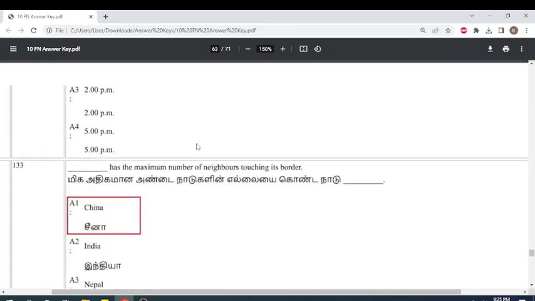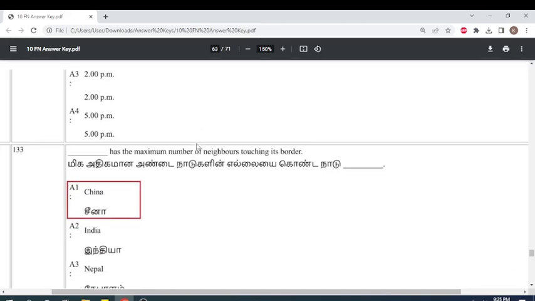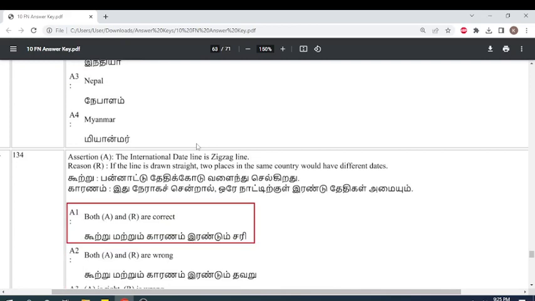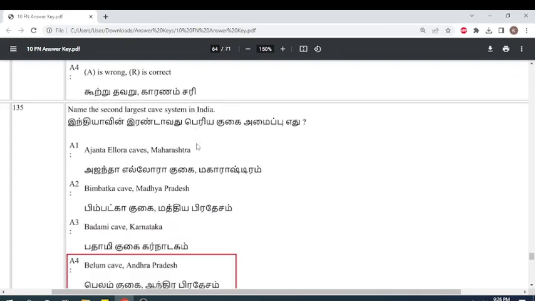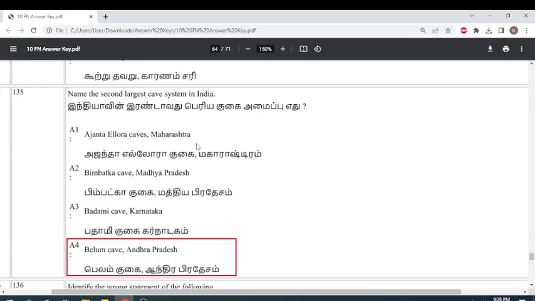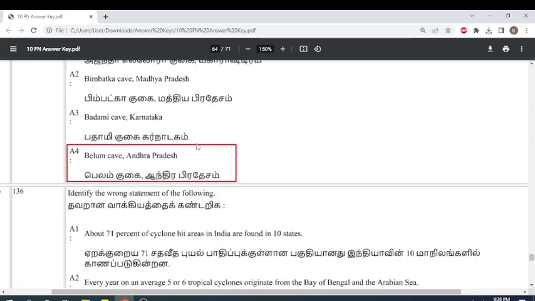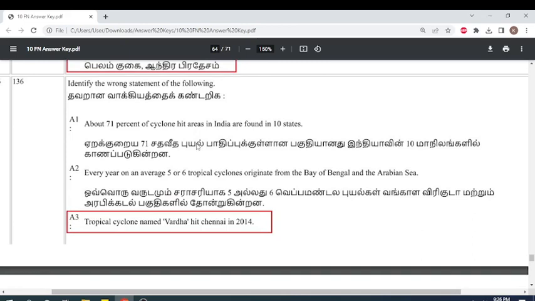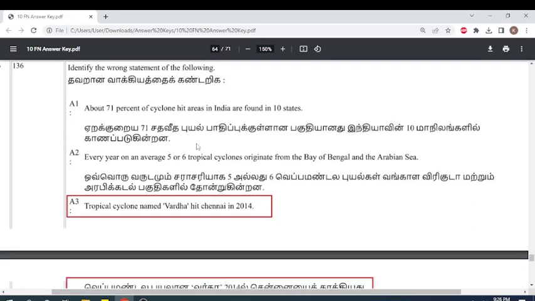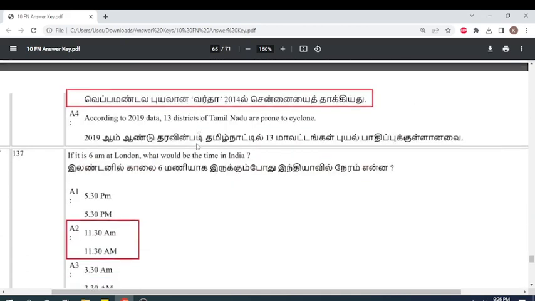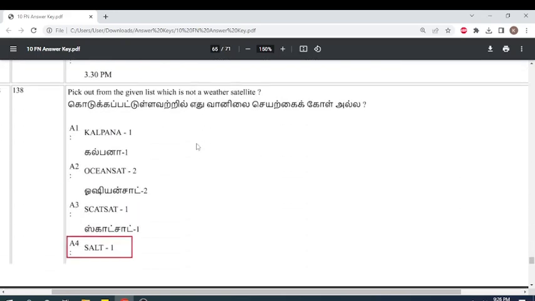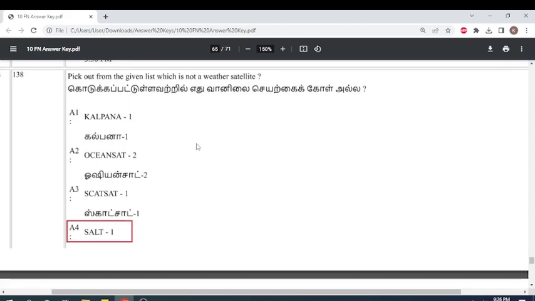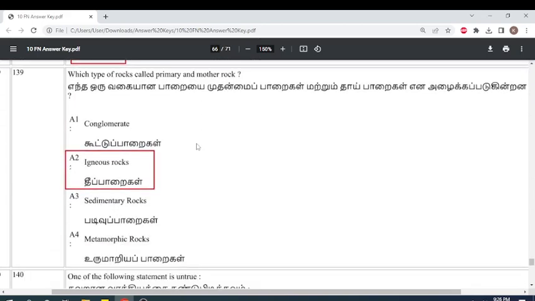133 question answer A1. 134 question answer A1. 135 question answer A4. 136 question answer A3. 137 question answer A2. 138 question answer A4. 139 question answer A2.